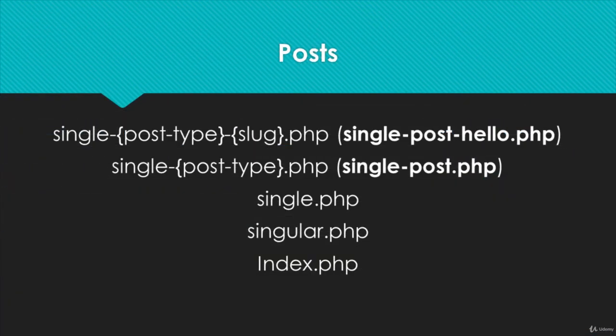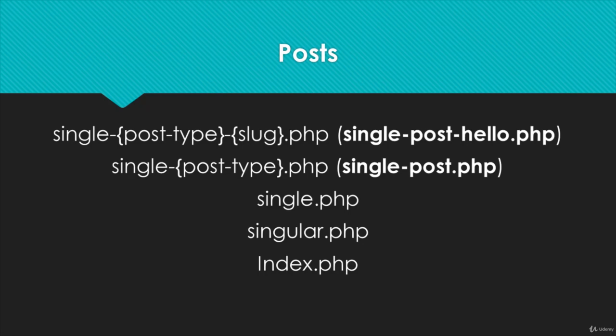The template we're going to create is a template for the post type. WordPress will look for 5 certain templates. First, it'll look for a file called single dash followed by the name of the post type and then the slug. For example, if I had a post with the slug hello, then the file name would be single-post-hello.php. This can be very helpful if you want to create a specific template for a specific page.